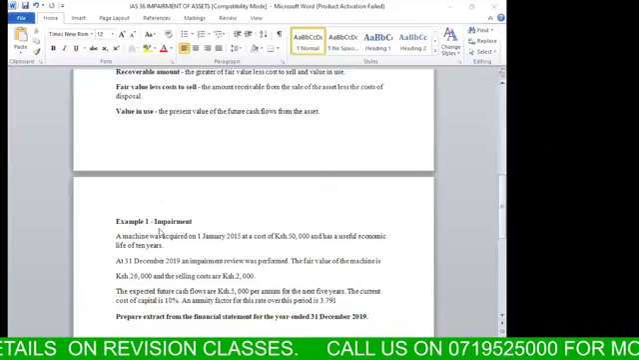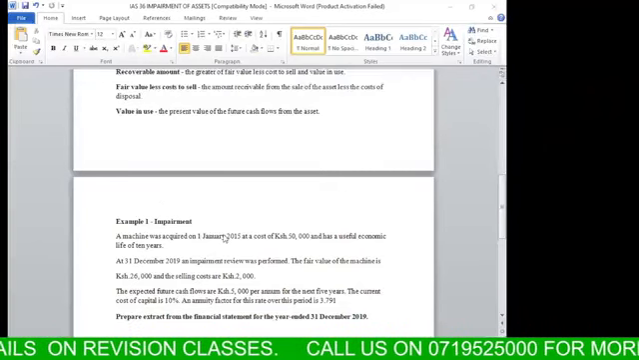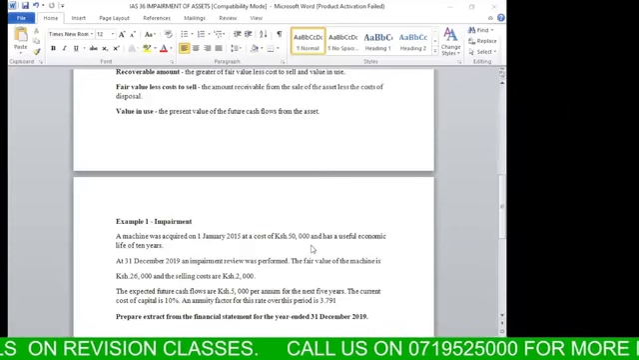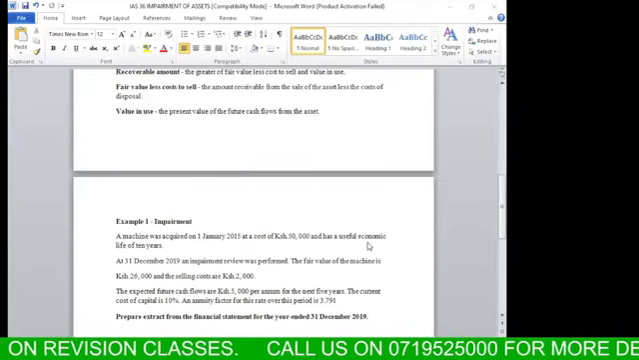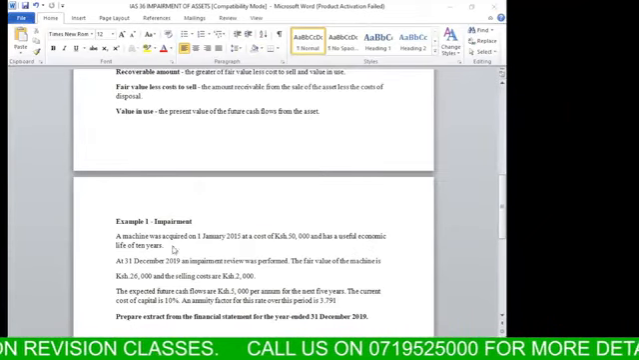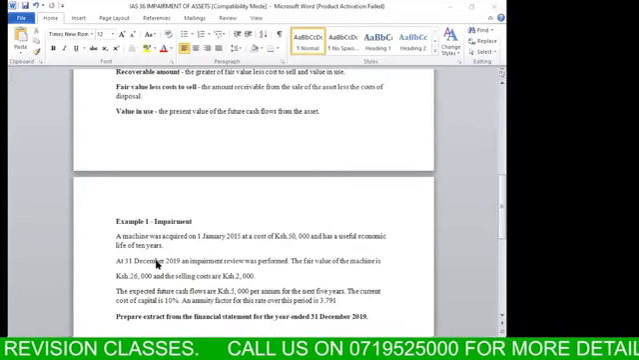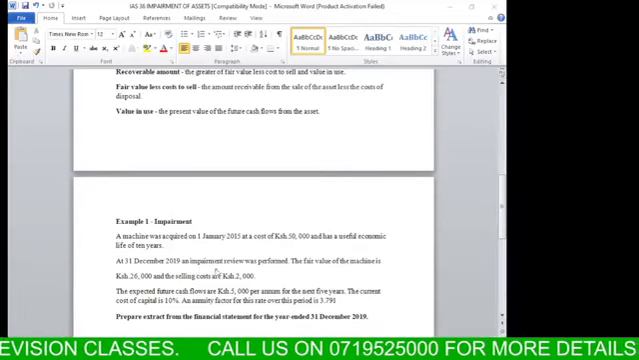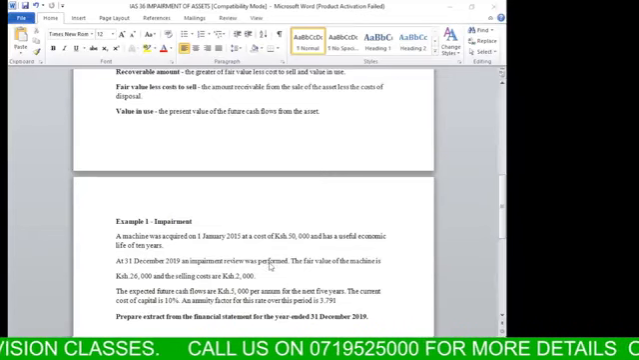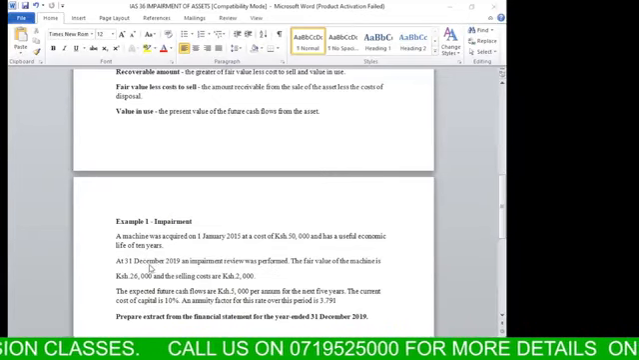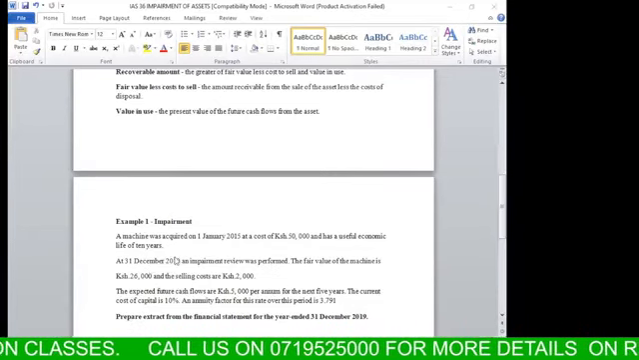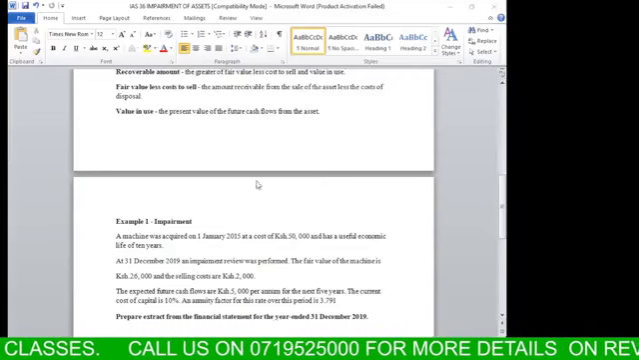Great. So let's look at one example before we call it a class. You're told here, a machine was acquired on 1st January 2015 at a cost of 50,000 and has a useful economic life of 10 years. At 31st December 2019, an impairment review was performed. So look at when we did this impairment review, 31st December 2019.